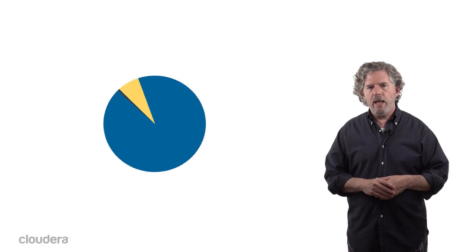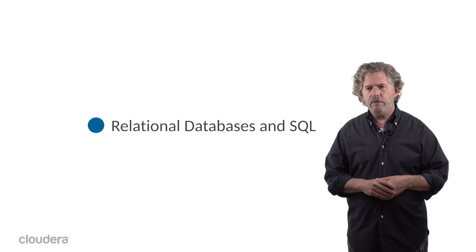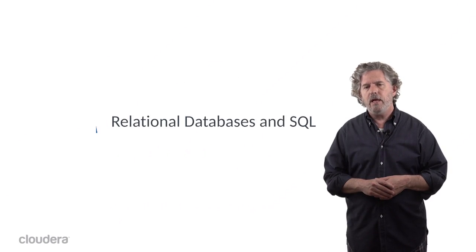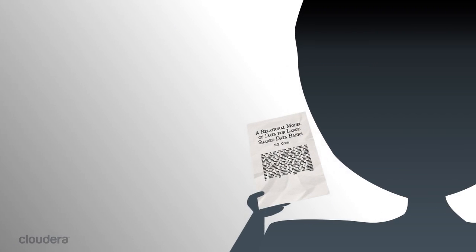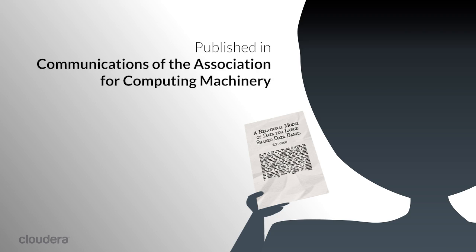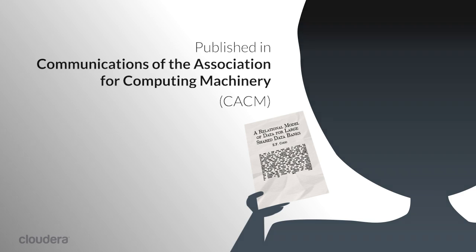E.F. Codd was working at an IBM research facility in San Jose, California in 1970 when he published his pioneering paper, A Relational Model of Data for Large Shared Data Banks. This paper appeared in the premier academic journal of computer science, the Communications of the Association for Computing Machinery, or just the CACM. Don't we love our acronyms?